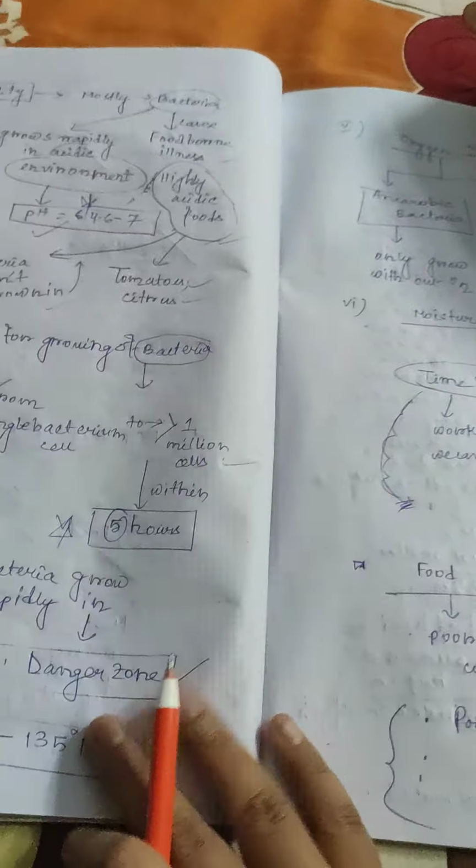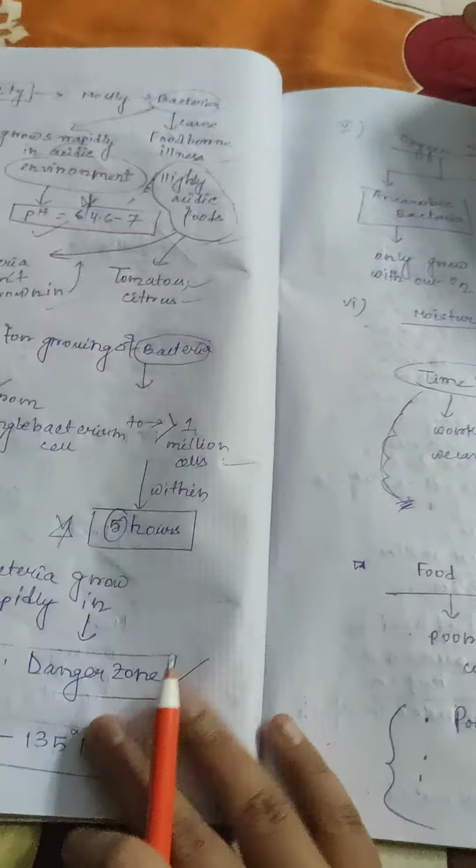Food handlers' hygiene. Poor personal hygiene can contaminate foods through poor hand washing techniques, gastrointestinal illness and infected lesions. Which type of illness? Gastrointestinal and infected lesions.